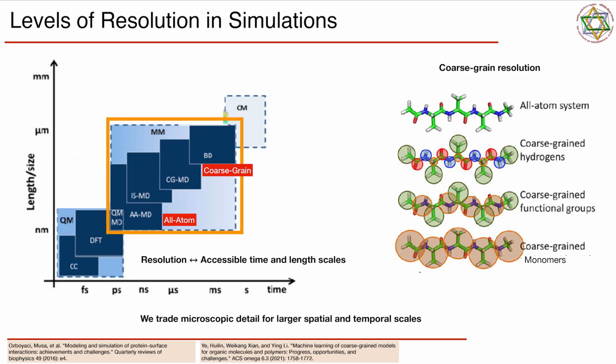I've been using the word resolution. So what does resolution exactly mean? You have a time scale on the x-axis and a length scale on the y-axis. There are different techniques that have been developed depending on where you are in this phase space of length and time. My particular interests usually lie in all-atom simulations and coarse-grained simulations. I'll explain in a bit what the difference between the two is.